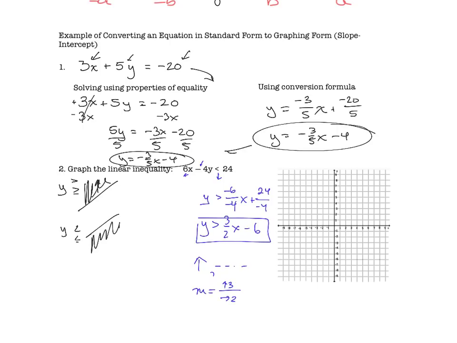So now all I need to do is work my way backwards. I'm going to get my starting point, and then use this information: dash the line, and shade above. My starting point's at negative 6, so I use an open circle because it's the dashed line. Now I'm going to go up 3, 1, 2, 3 from there, to the right 2, put another open circle, up 1, 2, 3, over 2, put another open circle. I am now going to connect those with a dashed line. So there's my dashed line.